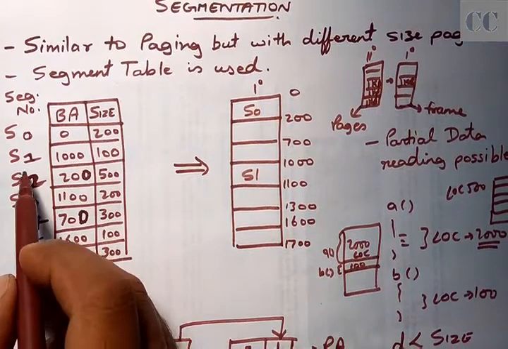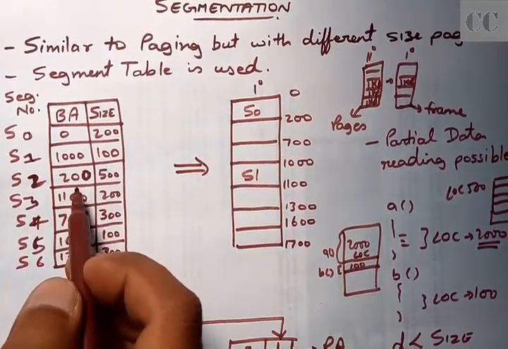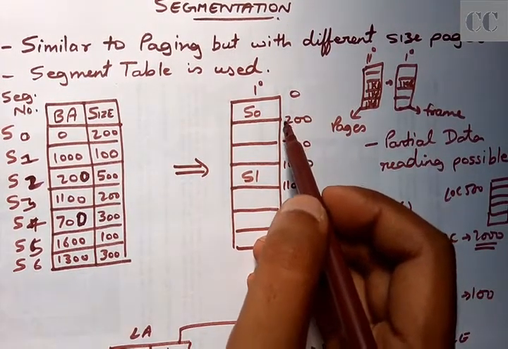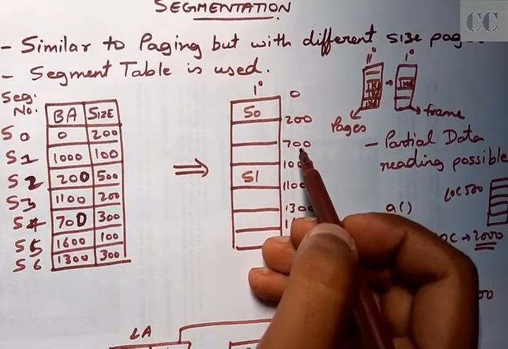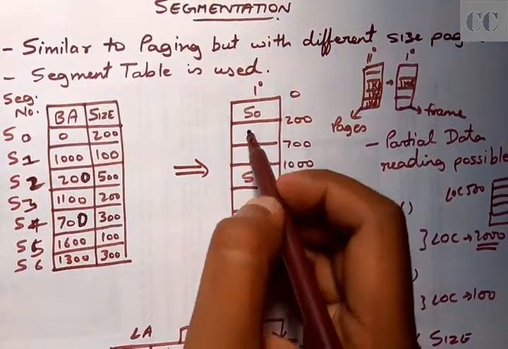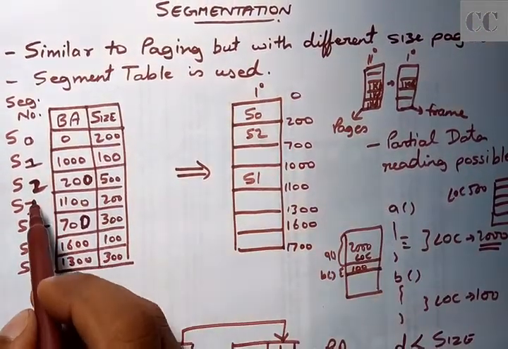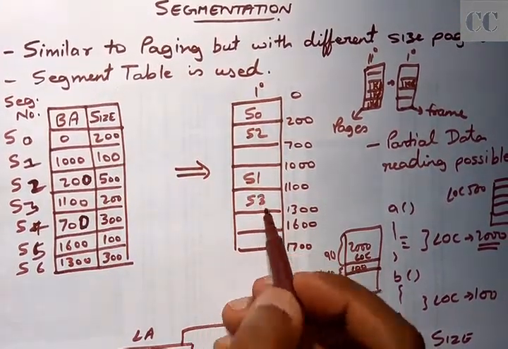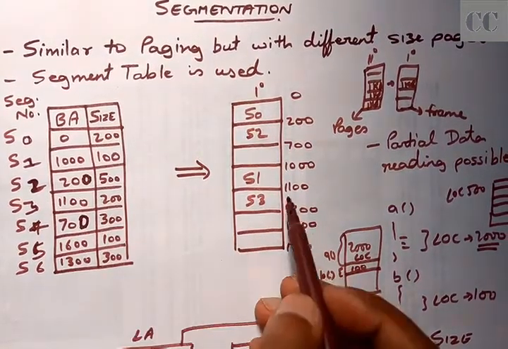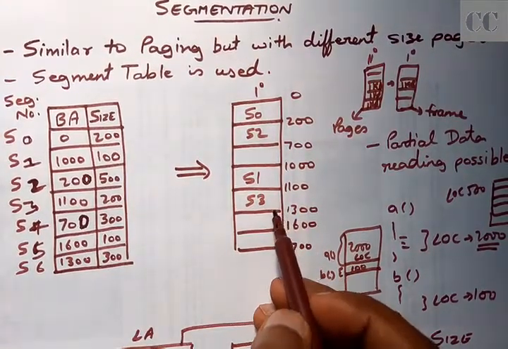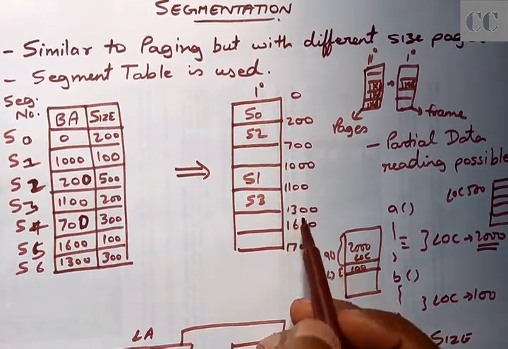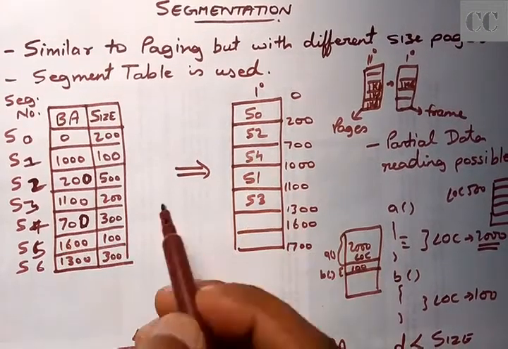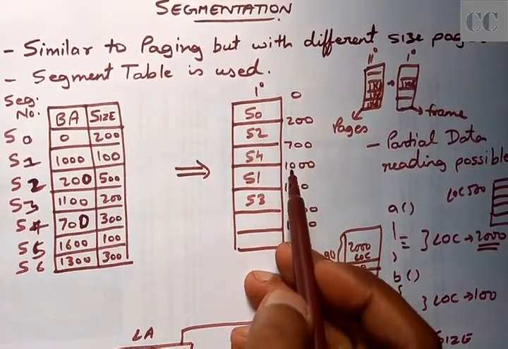Okay, next one is S2. S2 starts from 200 and the size is 500, so we have up to the 700 location. So here is the S2 location. Next is S3. It starts from 1100 and goes up to 200 positions, that is up to 1300. So S3 is located between 1100 and 1300. S4 starts from 700 and goes up to 300 memory locations, that is up to 1000.